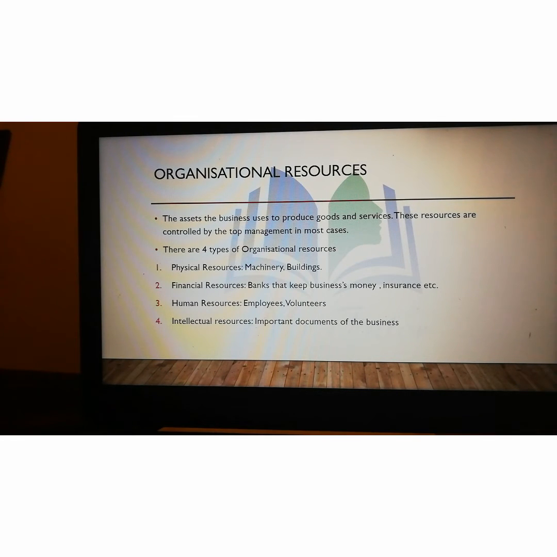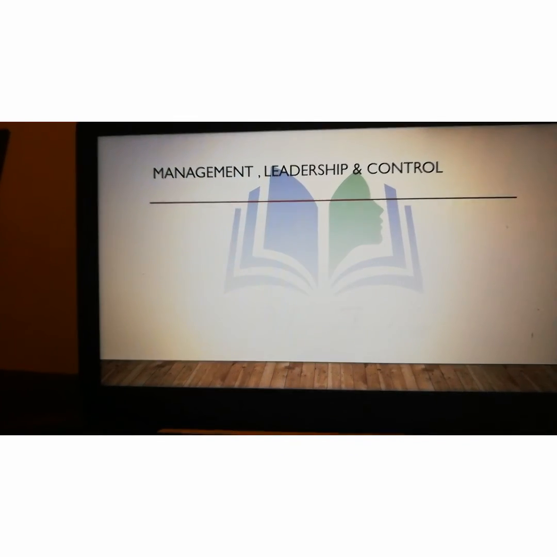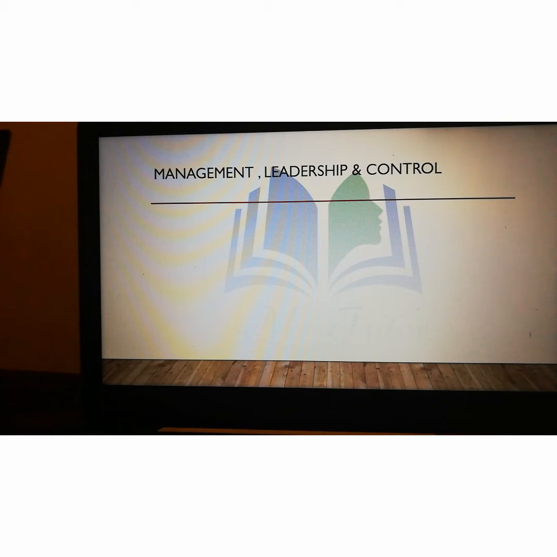Now it's also important to understand that these resources work hand in hand. I want a business with a human resource department, because that's the most important resource for me, because if the employee is not treated well, they can refer their complaints to HR. And then there is also the management, leadership and control.